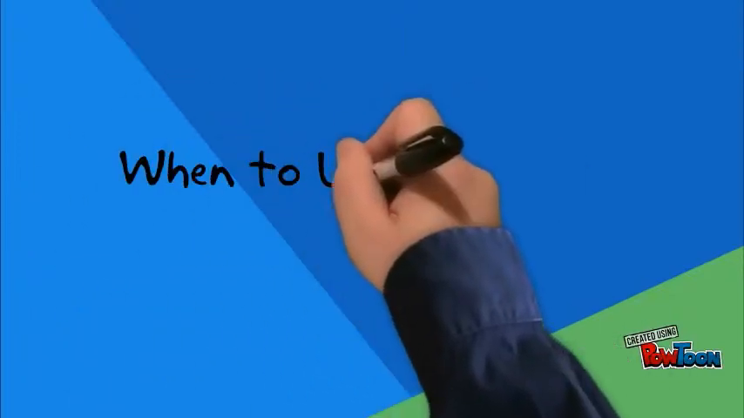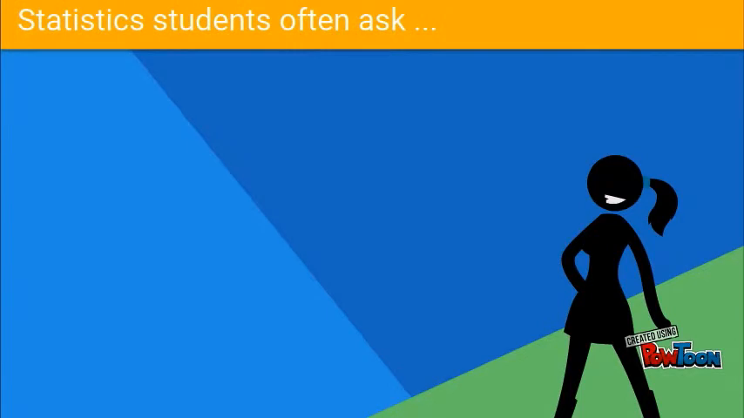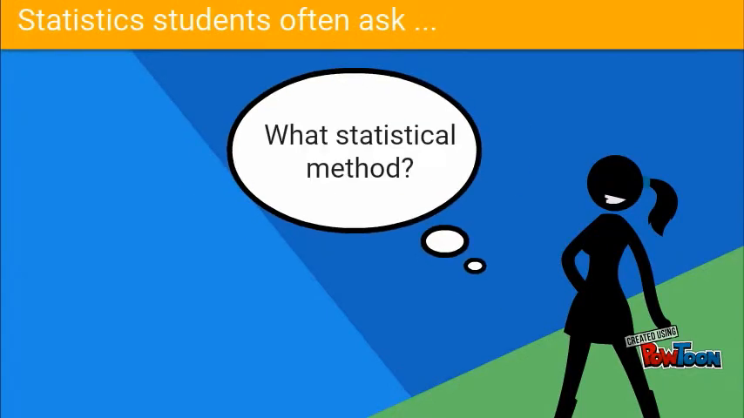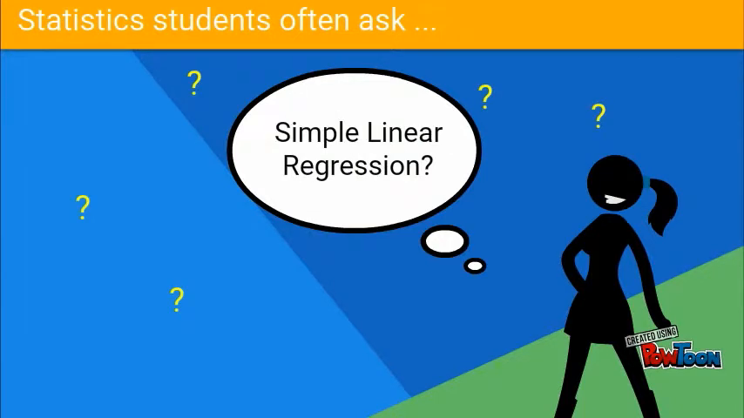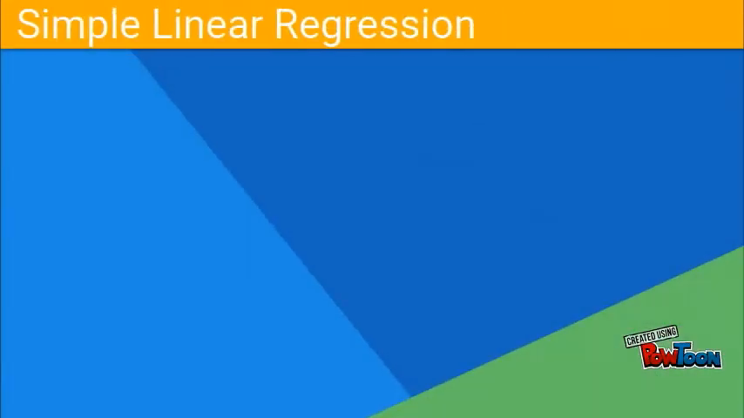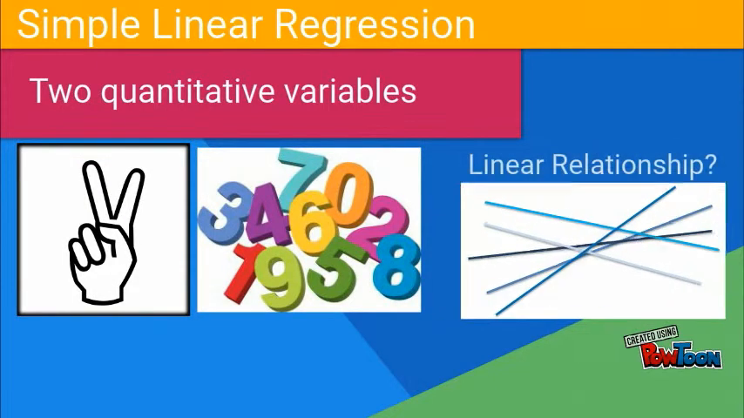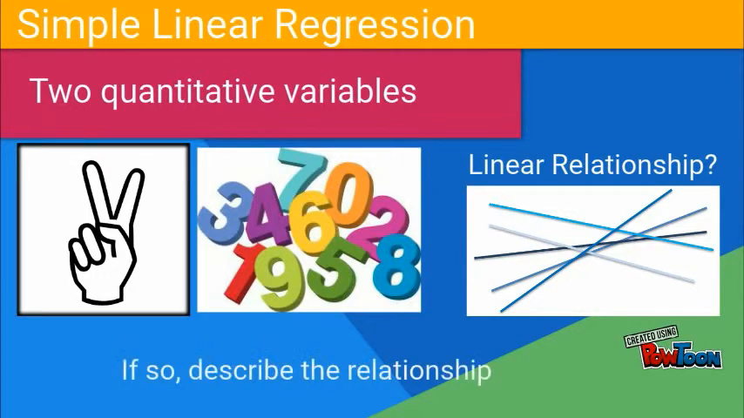When to use simple linear regression. Statistics students often ask, what statistical method or technique should I be using to analyze these data, or to answer this question? In particular, you may be wondering if simple linear regression is appropriate for the question and data you have. Simple linear regression is used when you have two quantitative, that is, numerical variables, and you want to determine if a linear relationship exists between them, and if so, to describe that relationship.